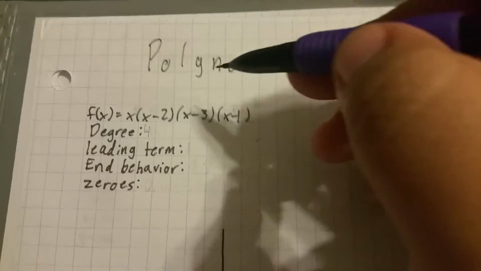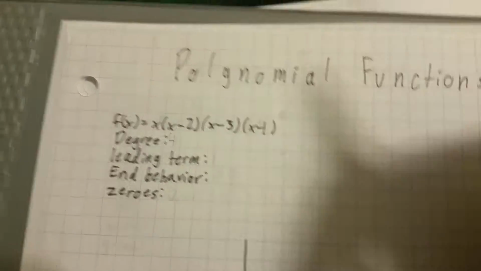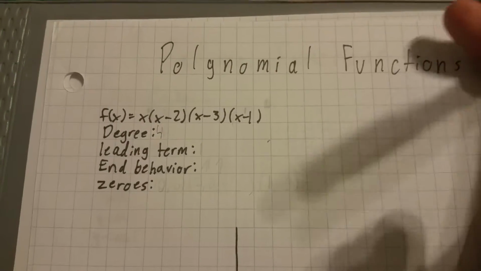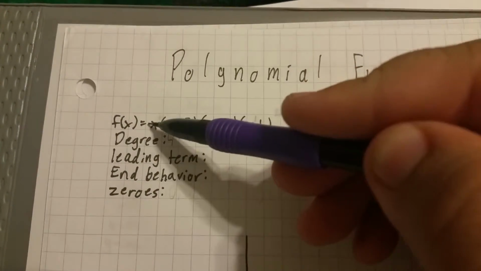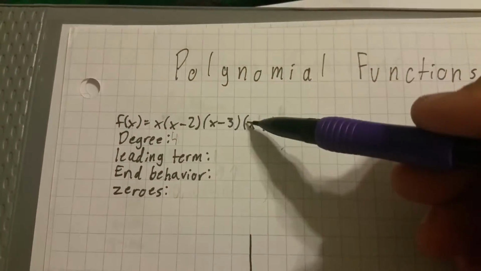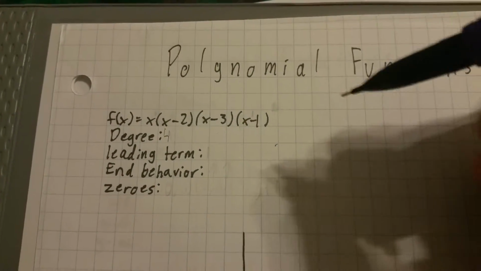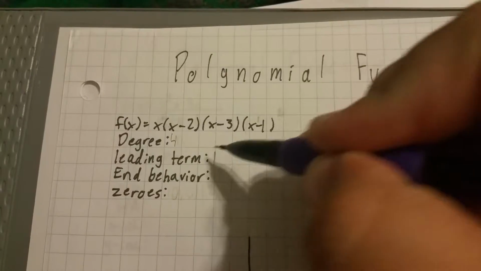Anyway, the leading term or leading coefficient, depending on whatever you want to call it, is based on whether there are any numbers in front of the x. Now in this case we all have the invisible 1, so the leading term would be 1.